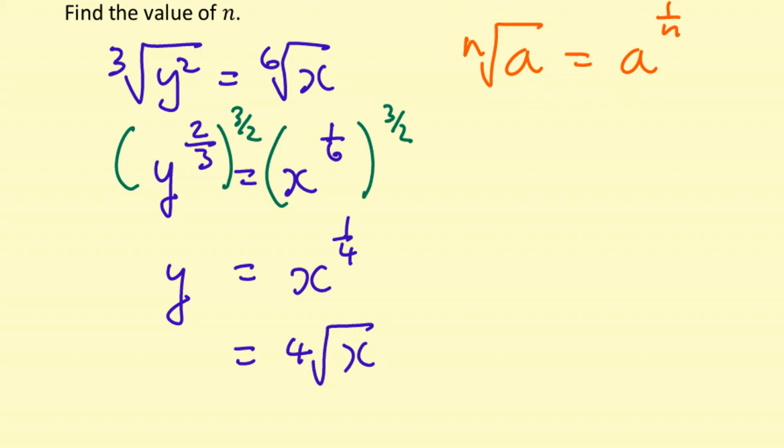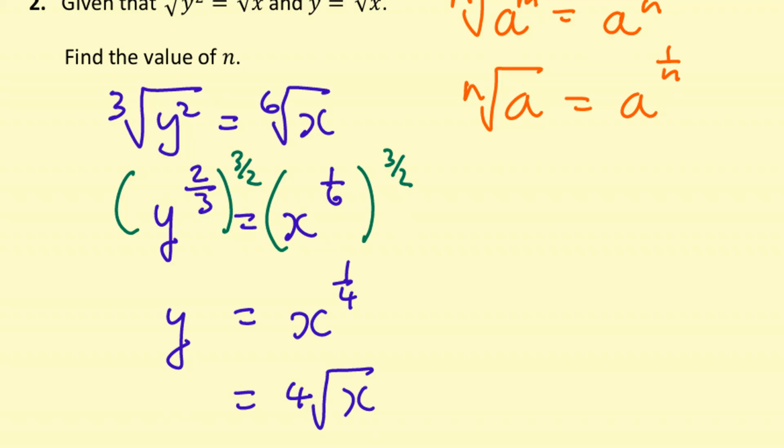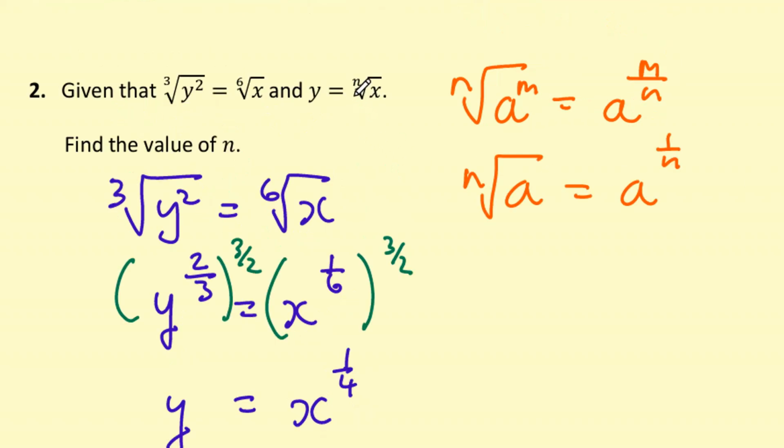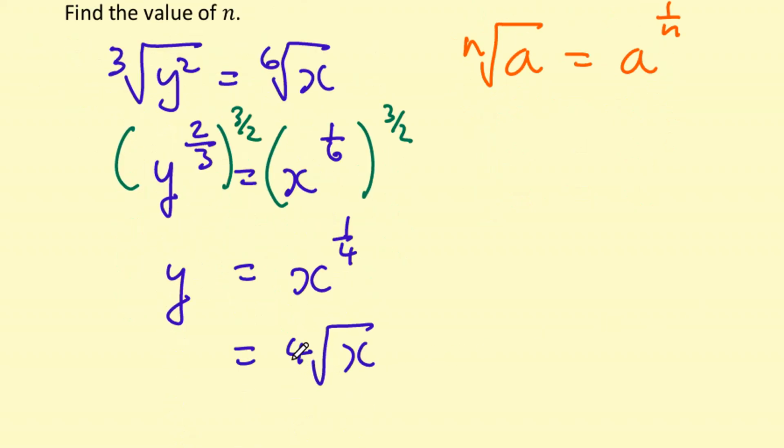But now remember that we were told that y is the nth root of x. And here we can see that y is the 4th root of x. So that means that n equals 4.